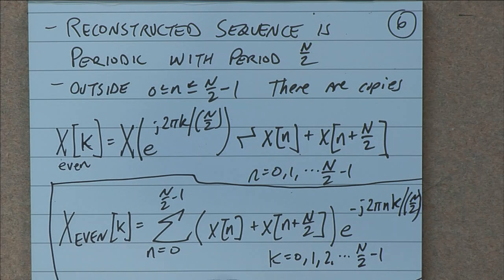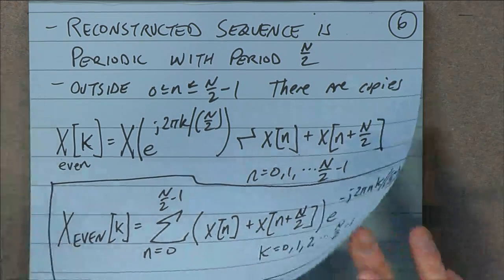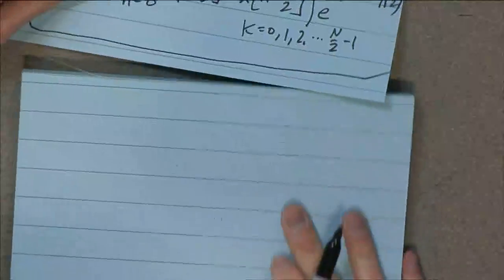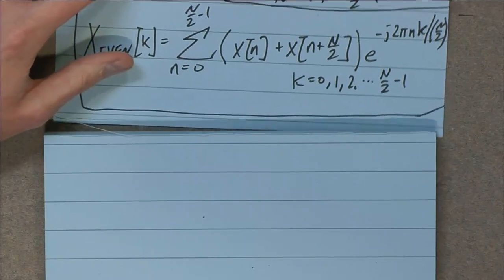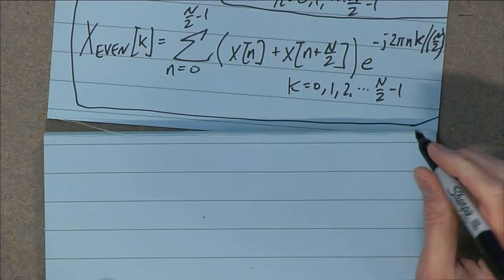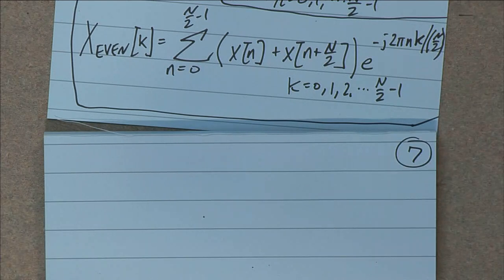So now with this in mind, we can take the data sequence, fold it on itself, make an N over 2 length sequence, and just do an N over 2 point DFT. That gives you the even samples of the full point DFT. That begs the question, of course: that was cute, but it's only half the answer. We've got to do the rest. So what about the odd samples?